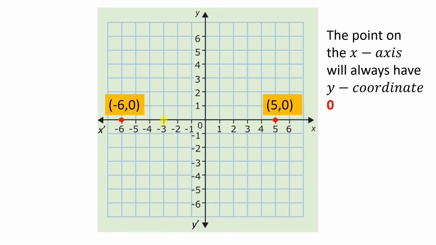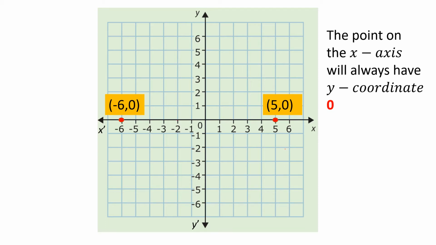Suppose I take -3. What are the coordinates of this -3? X is -3, y will be 0. So any point you take on the x-axis, you will always have the y-coordinate 0. For example, if I take this point, what is the coordinate of this point? This point is 2, and what is the y-coordinate? 0, right? Because it is on the x-axis. So whenever a point is on the x-axis, the y-coordinate is 0.